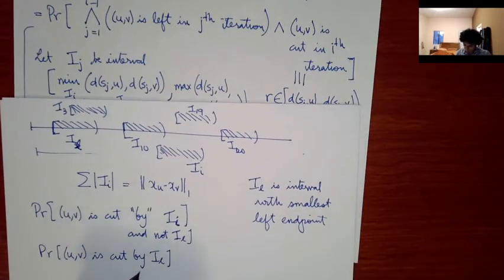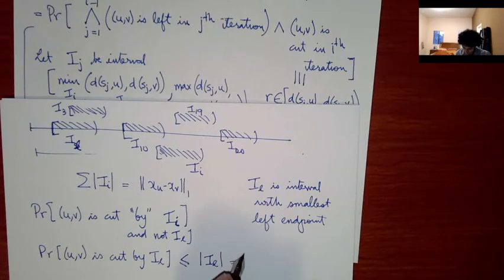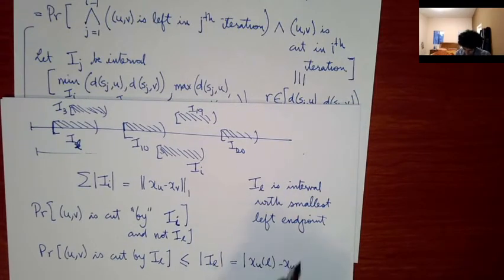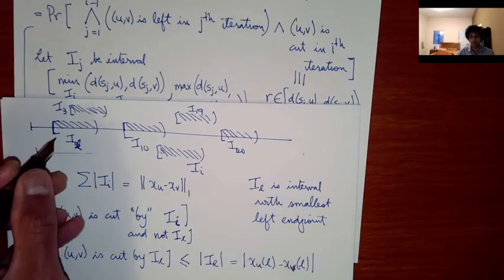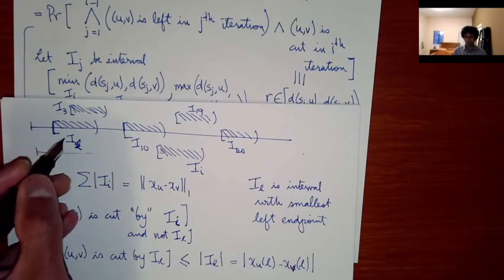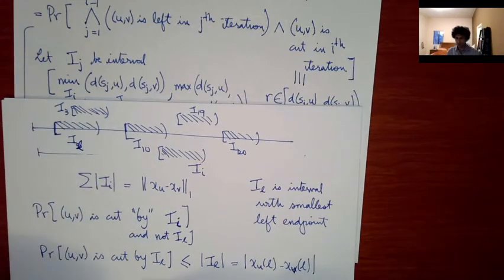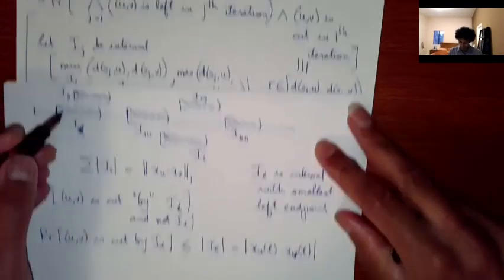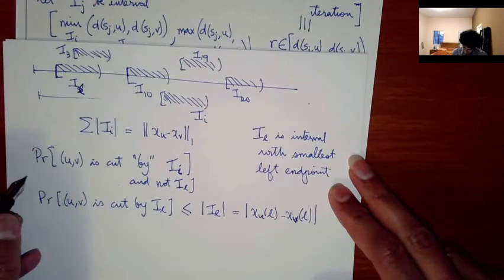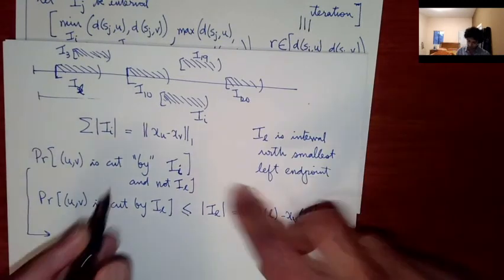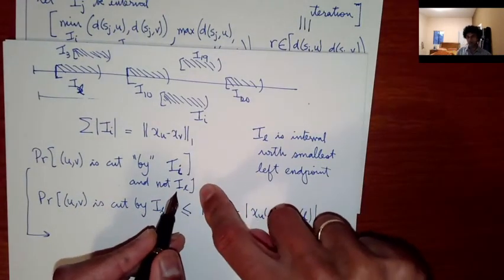What is the probability that UV is cut by I_L? This is at most the size of I_L, which is exactly x_UV(L) minus x_UV(L'). Look at the smallest interval, and this is the probability that it is cut in this interval. Now, what is the probability that it is cut by I_i and not I_L?